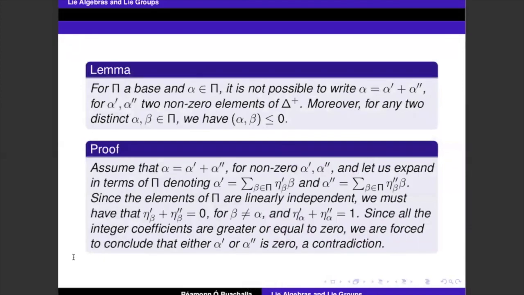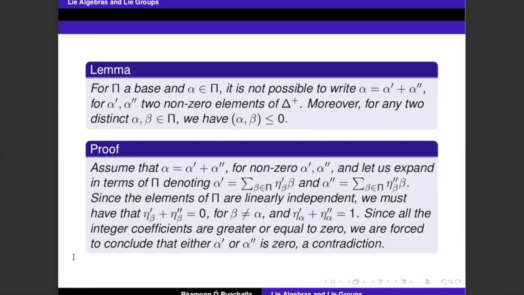So let Pi be a base, and let alpha be an element of Pi. Then it is not possible to write alpha as a sum of an alpha prime and an alpha double prime, where alpha prime and alpha double prime are two non-zero elements of the positive roots. Positive roots with respect to our choice of base, capital Pi.